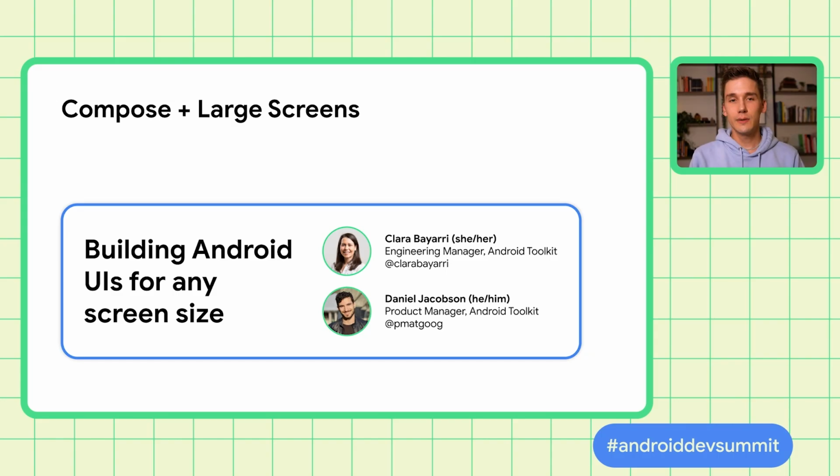And more importantly, we'll give you tips on how to structure your app using principles of responsive UI, so that your code remains focused and flexible while allowing your app to smoothly handle any size screen. We're going to be focused on views in this session, so if you're looking for more about building for large screens specifically with Compose, make sure you see our other ADS talk, Building Android UIs for Any Screen Size.